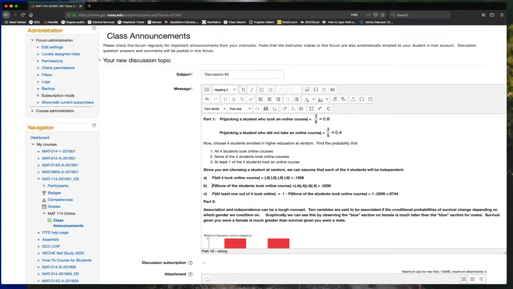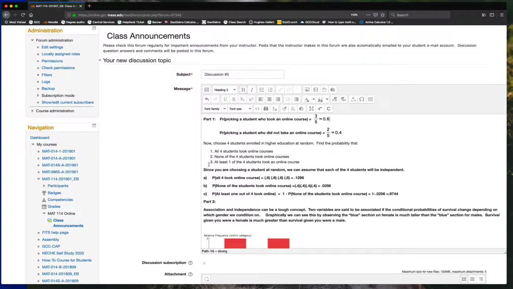The next question says the probability of choosing 4 students where none of them took an online course. So that's the probability that the first student didn't take an online course, which was 0.4, that the second student didn't take an online course, 0.4, and so on. And again, this one comes out to be 2.5%.